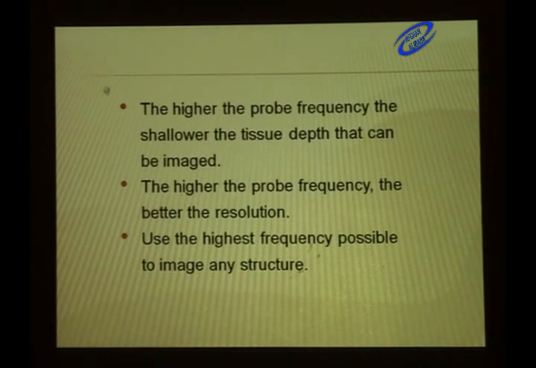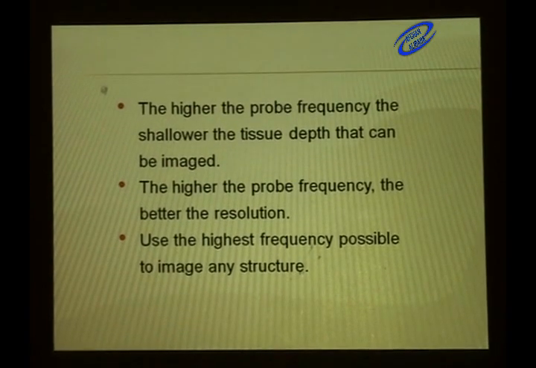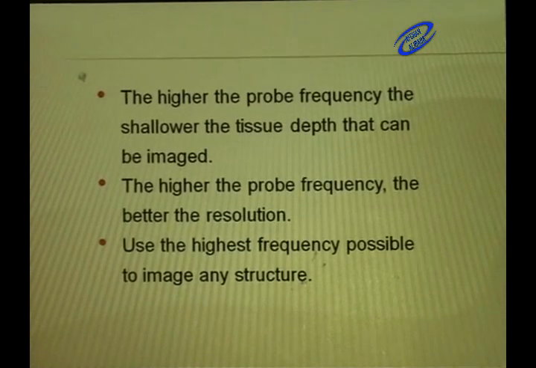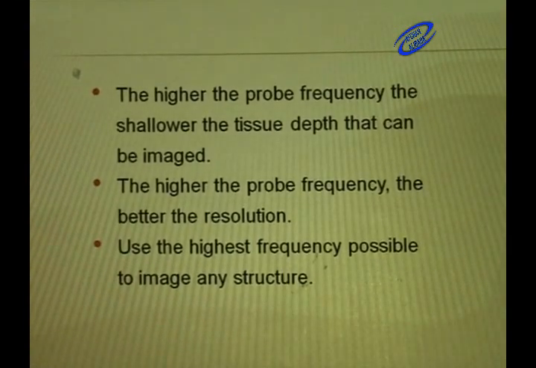Higher the probe frequency, the shallower the tissue depth that can be imaged. The penetration of the sound wave, or the depth which can be imaged by a wave, depends upon the wavelength. Greater the wavelength, higher will be the depth that the wave can penetrate, lesser the wavelength, lesser will be the distance that the wave can travel. And as we said, that wavelength is inversely proportional to the frequency, so higher the frequency, lesser will be the penetration.